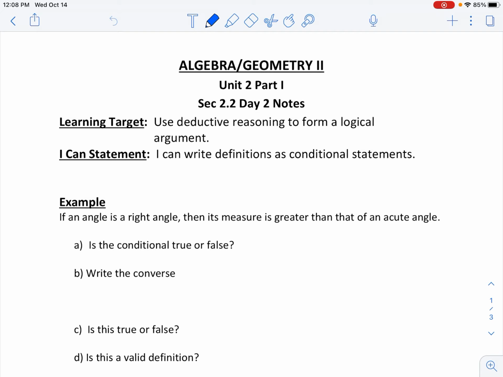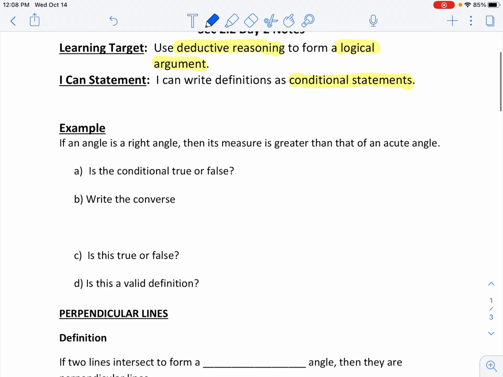So it's actually our third section notes of Unit 2 Part 1, and we are going to continue talking about deductive reasoning to form logical arguments, and again we're going to be talking about conditional statements. So Day 2 of it, we're going to see some different things. We're going to see this applied directly to geometric terms that you've probably heard in the past. So let's go ahead and jump into it here.